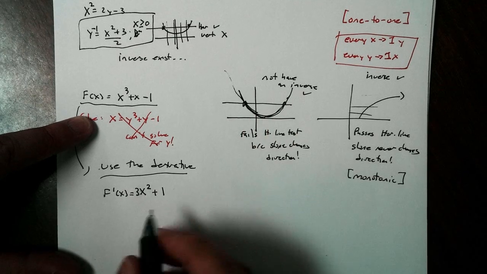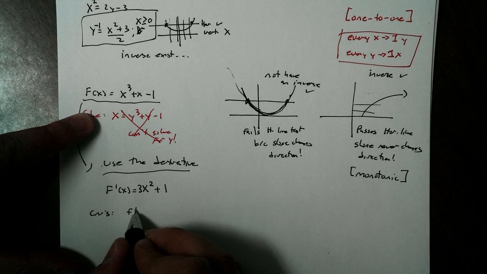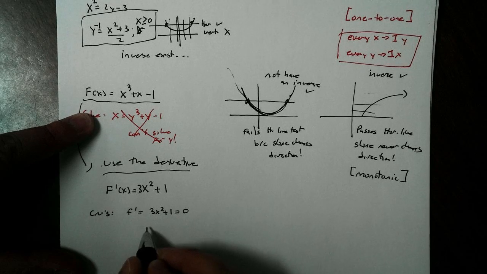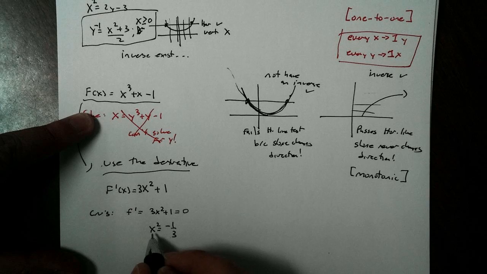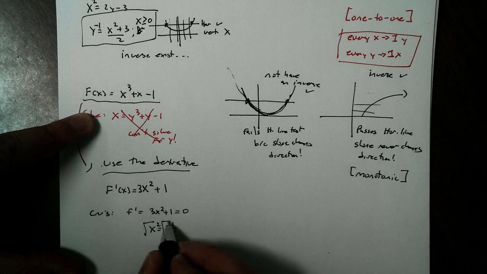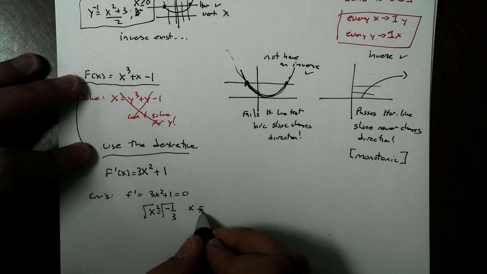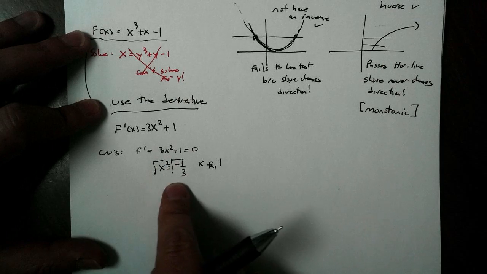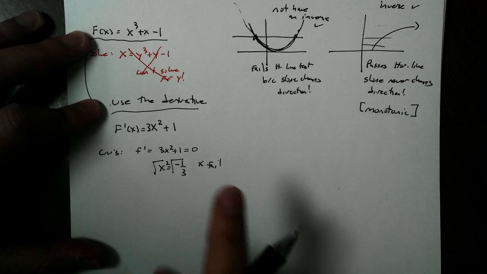How do I find out where a function changes direction? Look at those critical numbers. Man, I thought we'd never see those again, right? The critical numbers. Set the derivative, which is our 3x squared plus 1, equal to 0, and we get x squared equals negative 1/3. Well, try solving that. You can't. This is a failure. You can't take the square root of a negative number.